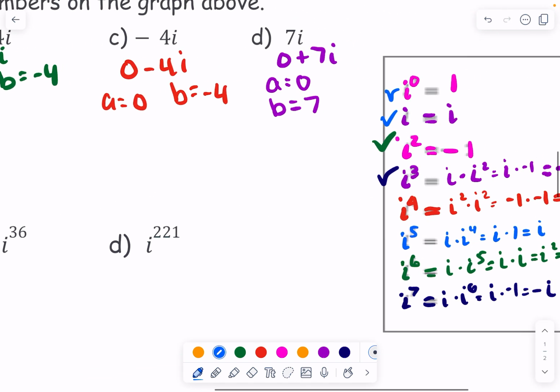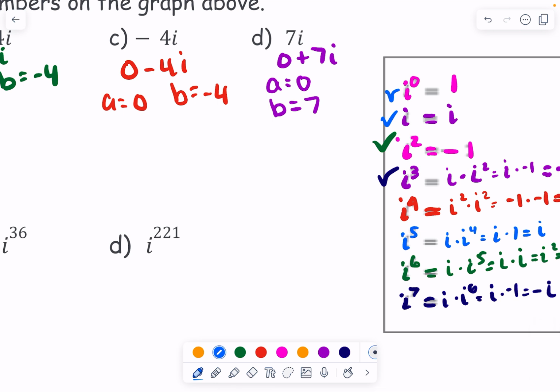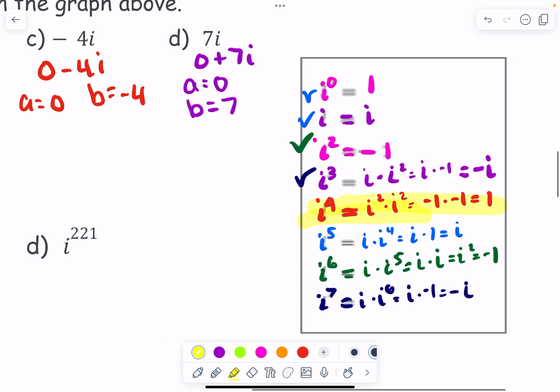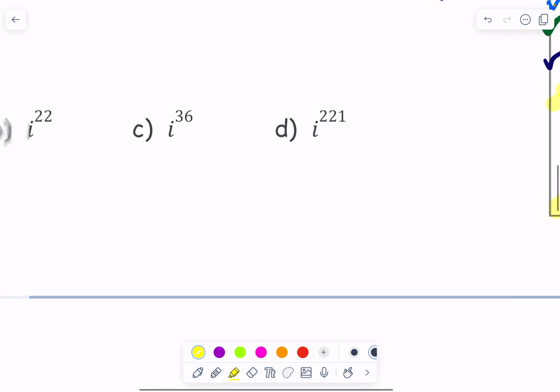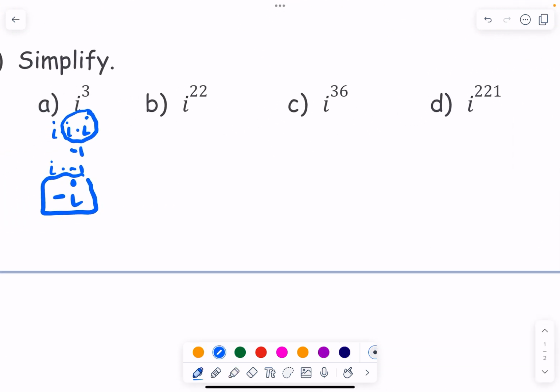Well, here's something interesting. When we look at this, we can see that i to the 4th is equal to 1. i to the 0 is equal to 1. And if I went one more down, guess what i to the 8th would be equal to? That's right, 1. So can you guys see everything that's a multiple of 4 so far is going to be 1, because that cycle continues. Well, let's talk about that for a second. What does that really mean?